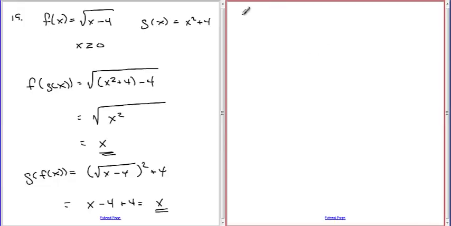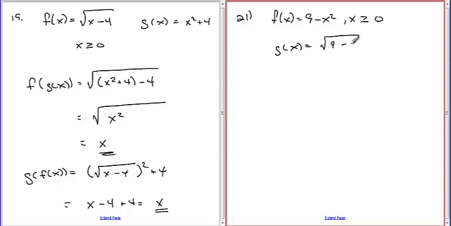Okay, 21. f of x is equal to 9 minus x squared, where x is greater than or equal to 0. And the second one is g of x equals square root of 9 minus x. Now, we're going to let x be greater than 0.